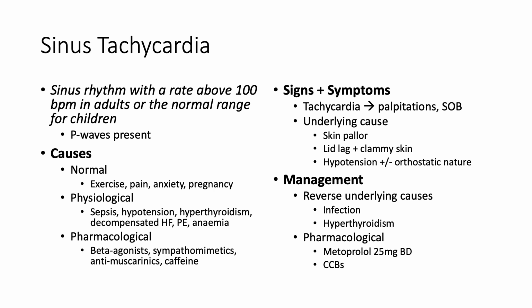Sympathomimetics, which essentially act like your sympathetic nervous system, which is obviously your fight or flight, and antimuscarinics and caffeine. So when you're examining these patients, you'll come across a tachycardia, but they might have palpitations and shortness of breath, and you should also make sure that you look for an underlying cause. So are they pale? Do they have anemia? Is there a lid lag, or are they clammy, which might suggest thyroid issues?